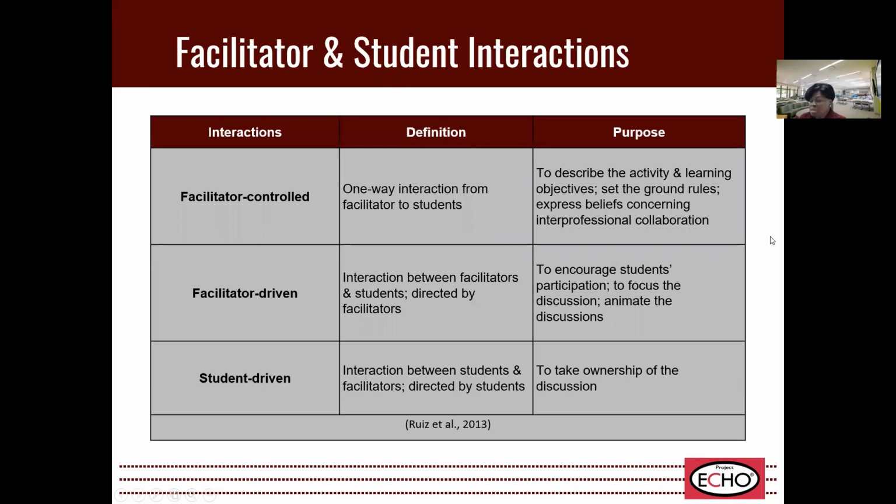When it comes to facilitation and student interaction, you have three perspectives. One is facilitator control, in which the facilitator gives ground rules to set them off and let them know what it is all about. Facilitator driven is where you encourage the students and help animate the group by making them talk about themselves or ask each other questions. And then it can be student driven, in the sense that the students take ownership of the conversation and are able to do that very well. Next slide, please.